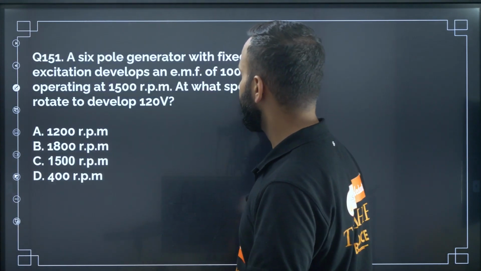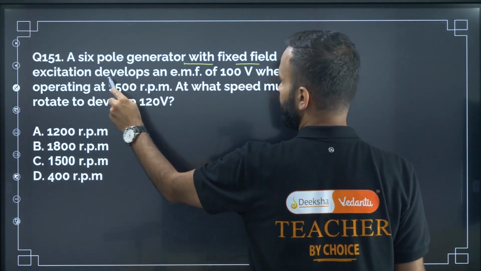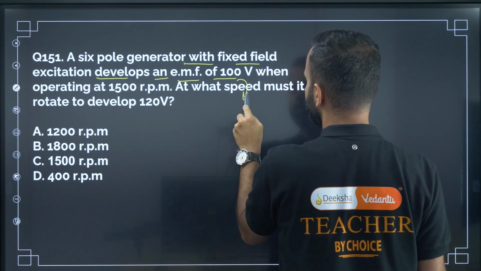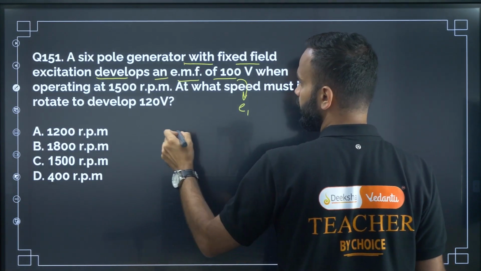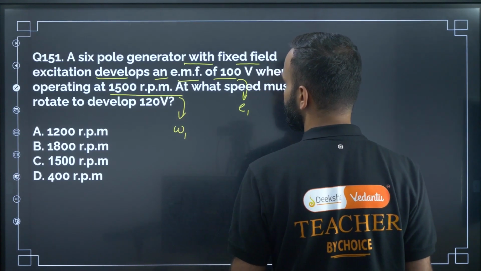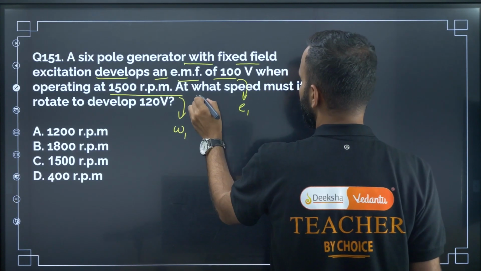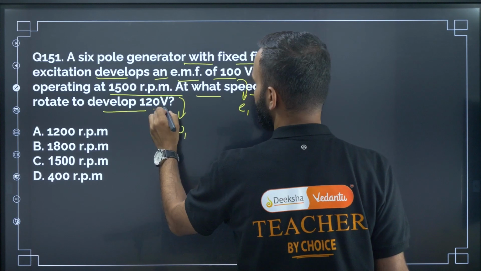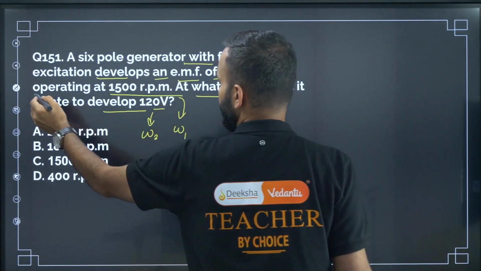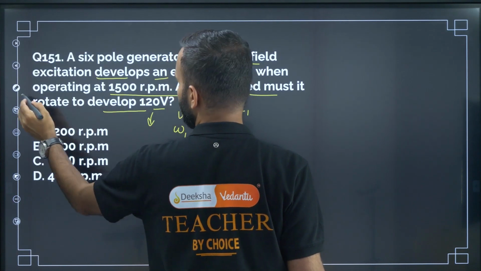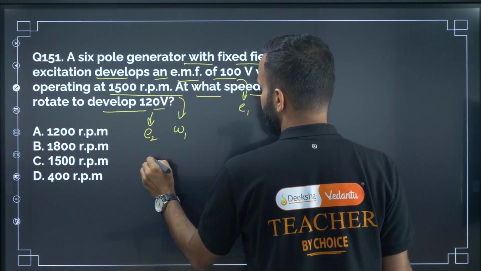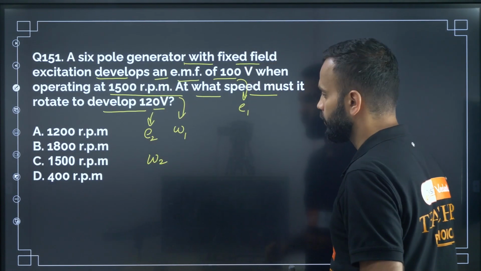Question number 151. A 6-pole generator with fixed field excitation develops an EMF of 100 volt, that is E1 is equal to 100 volt when operating at 1500 rpm, that is omega 1 equal to 1500 rpm. At what speed must it rotate to develop 120 volt, that is E2. E2 is 120 volt. So here we need to find the value of omega 2.